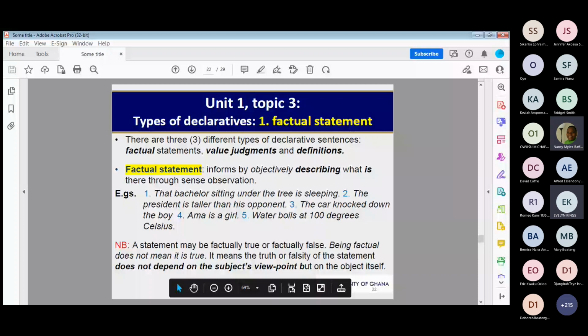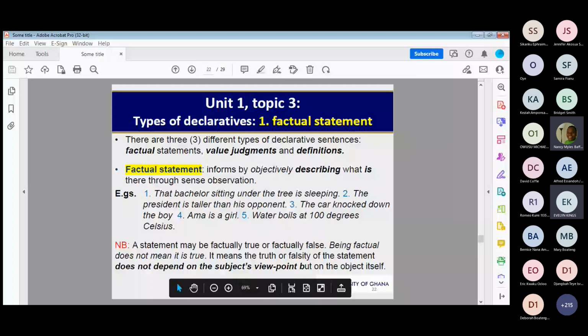So it is a factual matter. It can be factually true or factually false. What makes it a factual statement? Its truth or falsity is based on what? Observation. That is not dependent on the speaker's point of view, the factual statement.